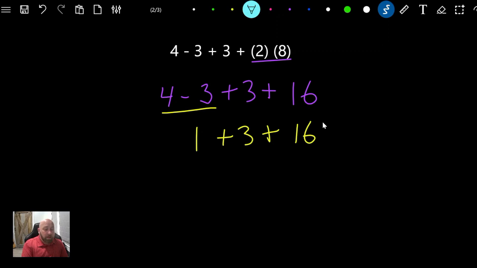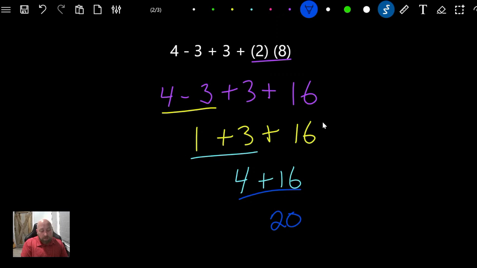Okay? And then I'll go and I'll do the next piece. And so 1 plus 3 is 4 plus 16. And then I'll go ahead and do the last piece here. 4 plus 16 is going to be 20. So my answer to that problem is 20.